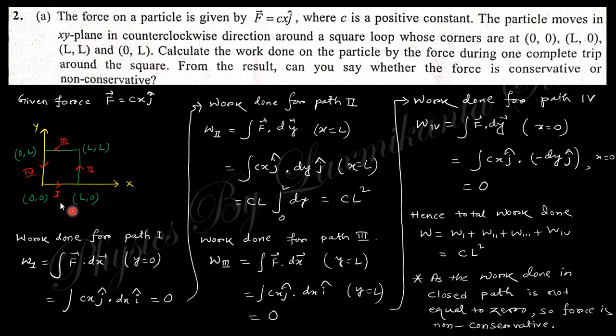So for a complete loop, which is a closed loop, the work done for this closed loop is not equal to 0. That's why we can say the force is non-conservative. If the force is conservative, then the work done for a closed loop must be 0. But here you can see the work done for a closed loop is not equal to 0. That's why this is a non-conservative force. Go to the next question.